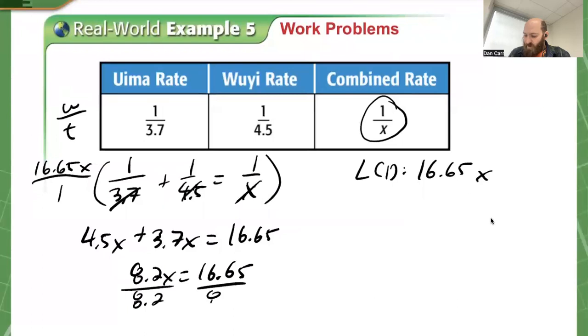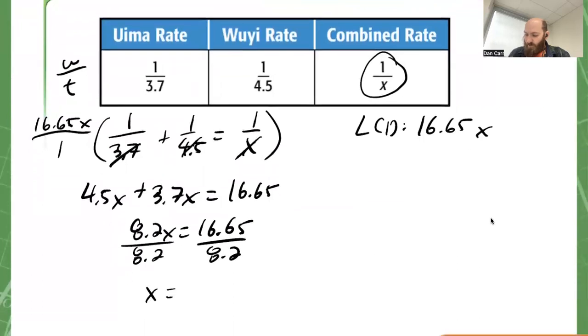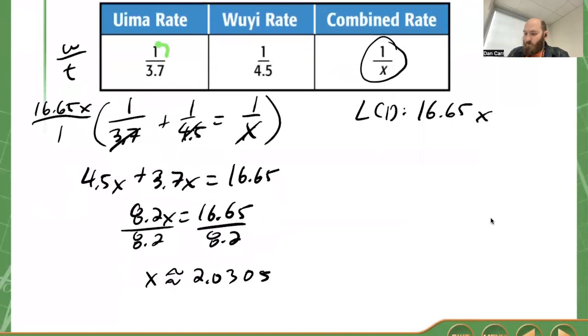And then I'll finish it off by dividing both sides by 8.2. Okay, so 16.65 divided by 8.2, and that comes out to about 2.0305. So what this means is, together, if Wima by herself takes 3.7, this is their combined rate. Remember, we're representing the amount of work over this rate time here. So X is representing time in this scenario.